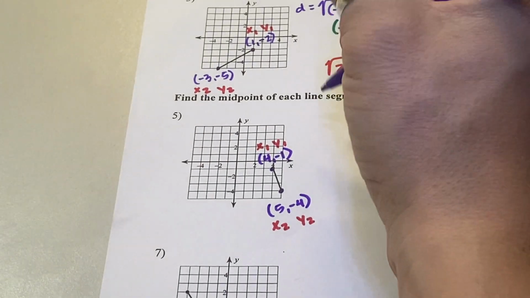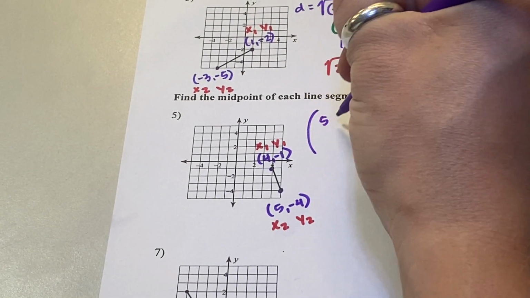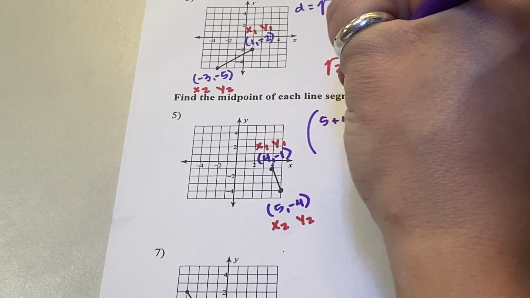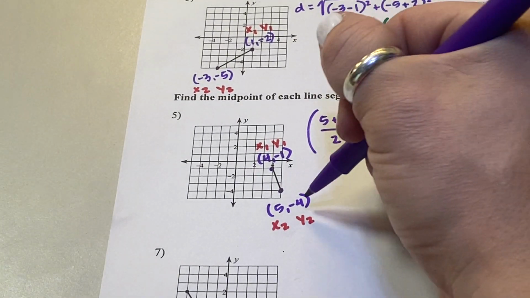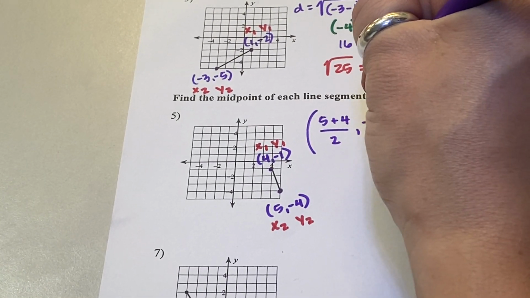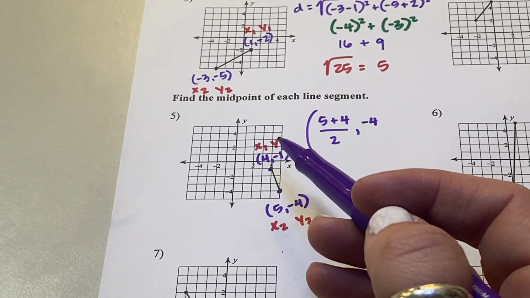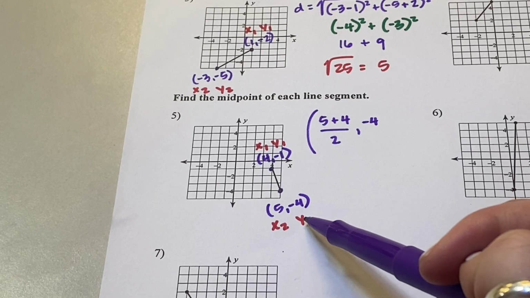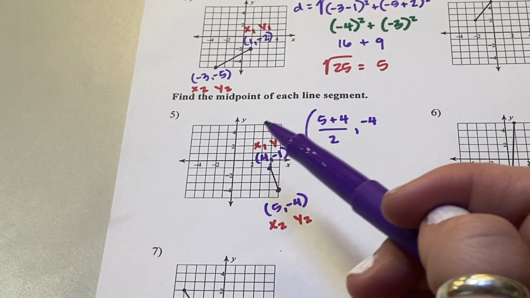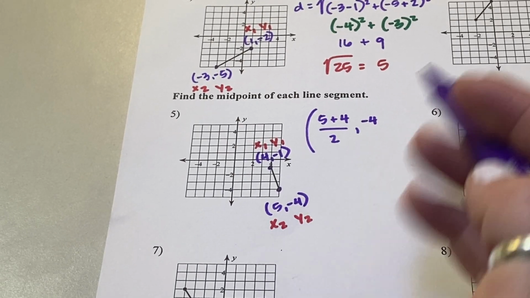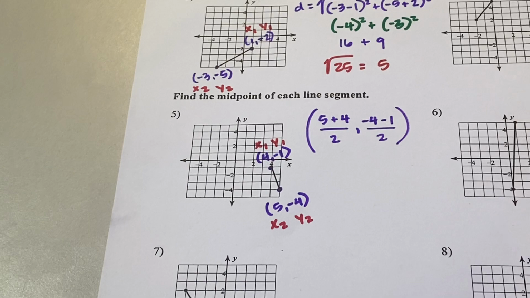Okay, plug it into our formula. It just looks a little different this time. So x2, 5, plus x1, 4. We'll then divide that by 2. Then my y's, negative 4 for y2. Okay, and here's where you're like, am I adding? Am I subtracting? What's going on here? Okay, y2 plus y1. When you're adding a negative, okay, that just turns into subtraction. So negative 4 minus 1 divided by 2 because of that negative.